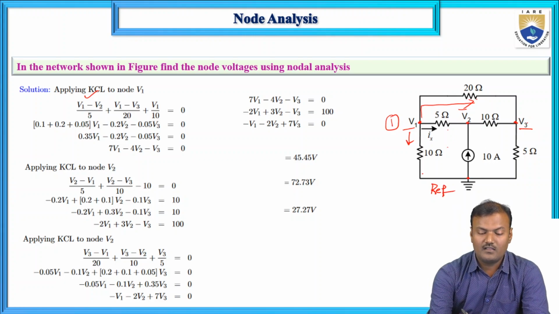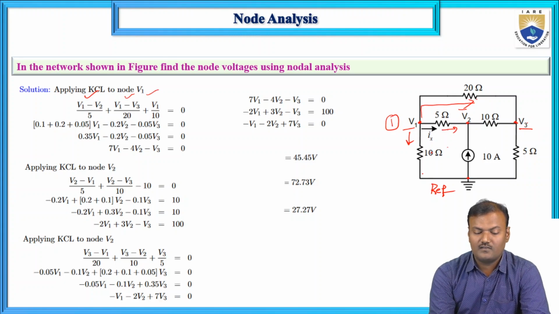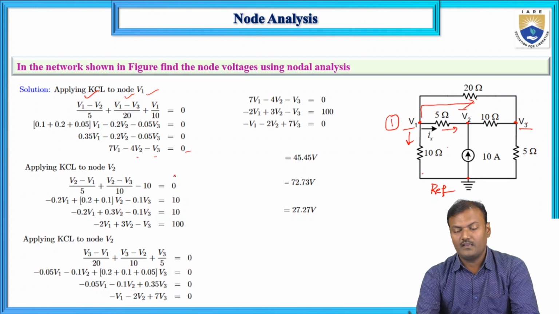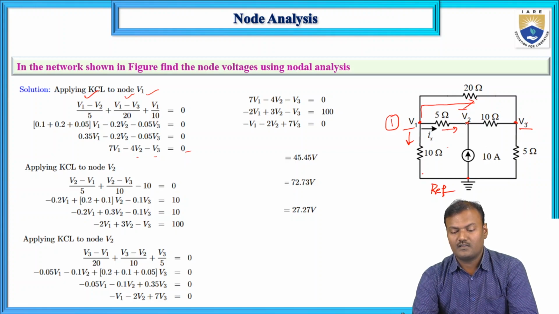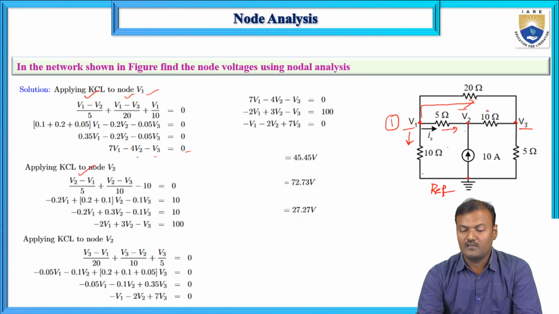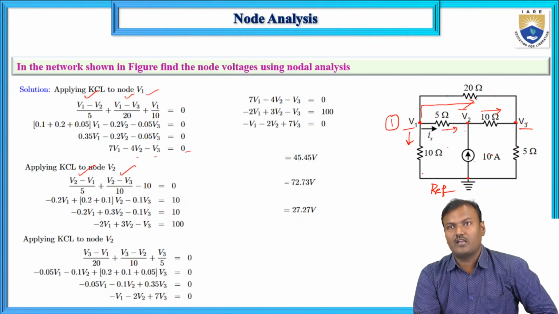So writing all these terms, including all three currents, we obtain 7V1 minus 4V2 minus V3 is equal to 0. That is an equation with three variables V1, V2, and V3. Applying the node voltage at node 2, we have (V2 minus V1) divided by 5 and (V2 minus V3) divided by 10, and here we have one current source, that is 10 amperes.